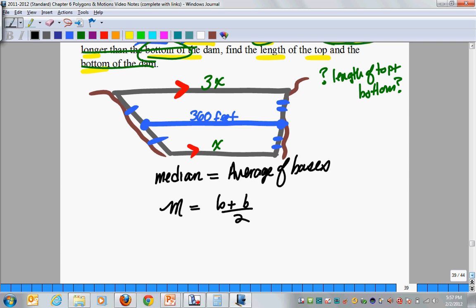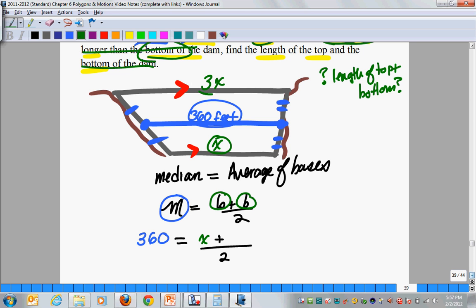Let's use physical pickup and write this out. I'd like you to circle that median. Come over here, circle the median. Circle the word base. Circle the other base, and plug it in, and it's over 2.